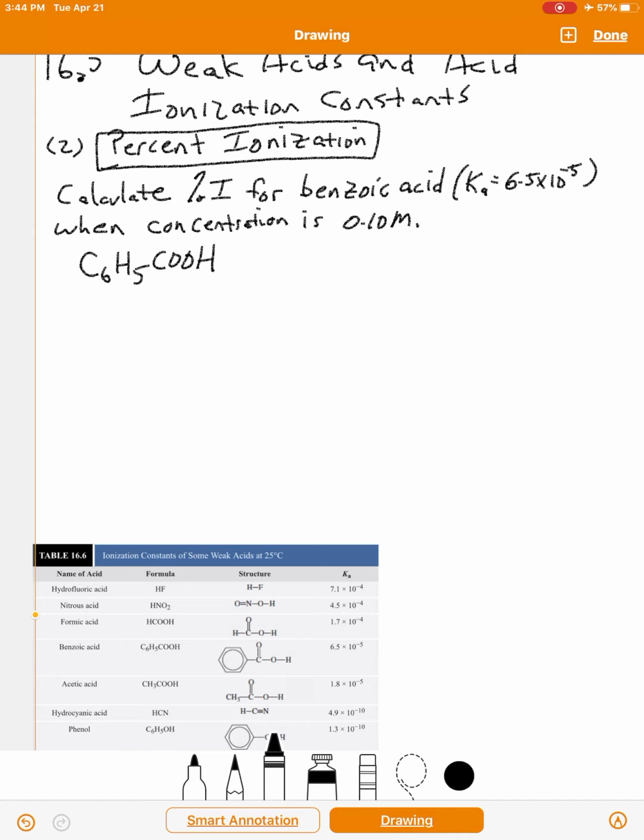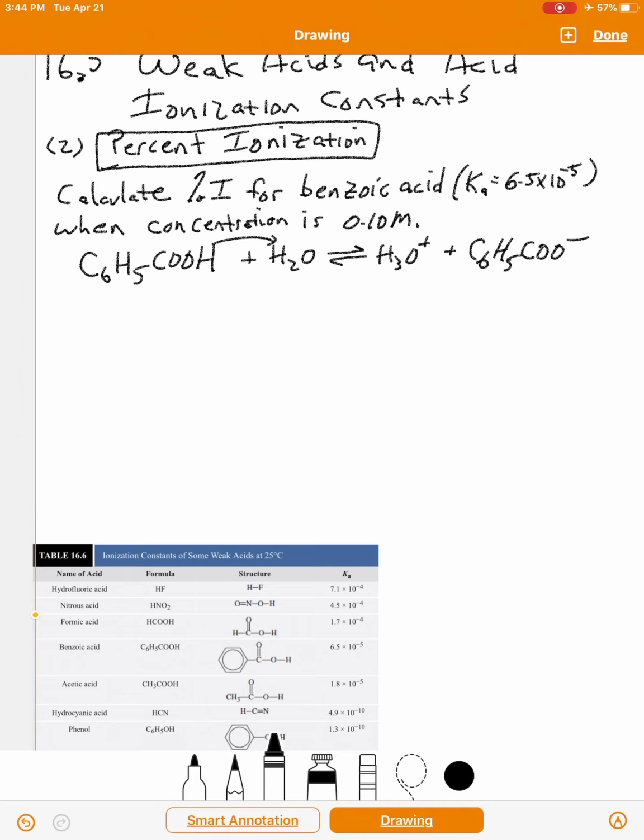It's C6H5COOH. But the same idea, you react it with water, donate the H plus to the water to give you hydronium, and take the H plus off to get the conjugate base. Okay, so there's your equation for that one.